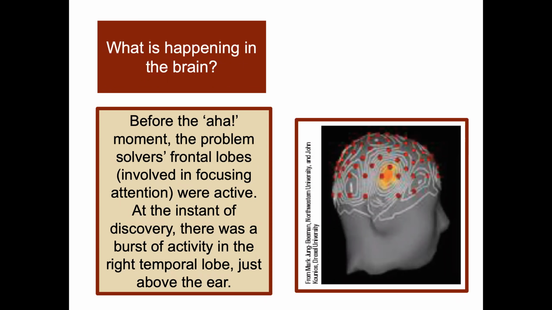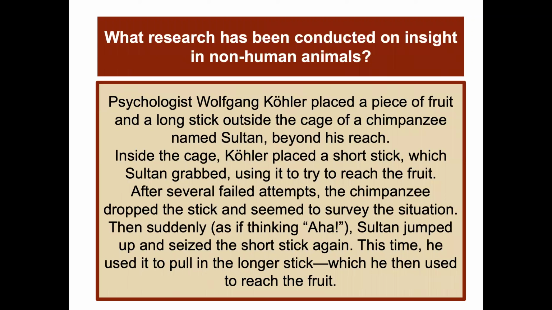Some fascinating stuff done by psychologist Wolfgang Kohler, who was working with a chimpanzee named Sultan. And he placed a piece of fruit and a long stick outside of a cage beyond the reach of Sultan. Inside the cage, Kohler placed a short stick, which Sultan grabbed and tried to reach the fruit unsuccessfully. So after several attempts, Sultan dropped the stick and sort of just looked at the situation.